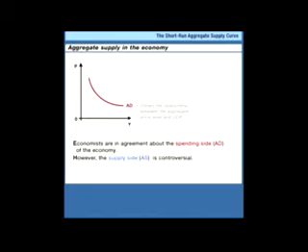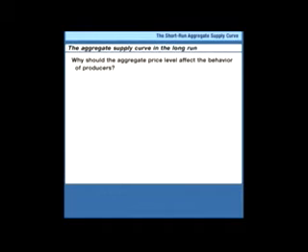We start with a basic problem with aggregate supply and prices, and that's this: why should the aggregate price level affect the behavior of producers at all? After all, what producers really care about is profits, and profits depend upon their revenues and their costs. So, if the aggregate price level is rising, then the prices of all goods and services are rising together. That is, the price of final goods and services like cars and airplanes, and raw materials like steel, and labor.